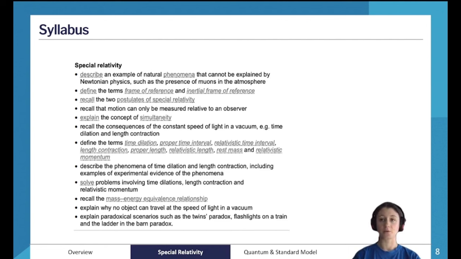Alright, because the number of times I've heard from students that, oh no, I completely forgot about this particular dot point or this particular thing, and it's really sad to hear. So make sure that you go through the whole syllabus and make sure that you understand every single dot point. Alright, let's get on to muons.